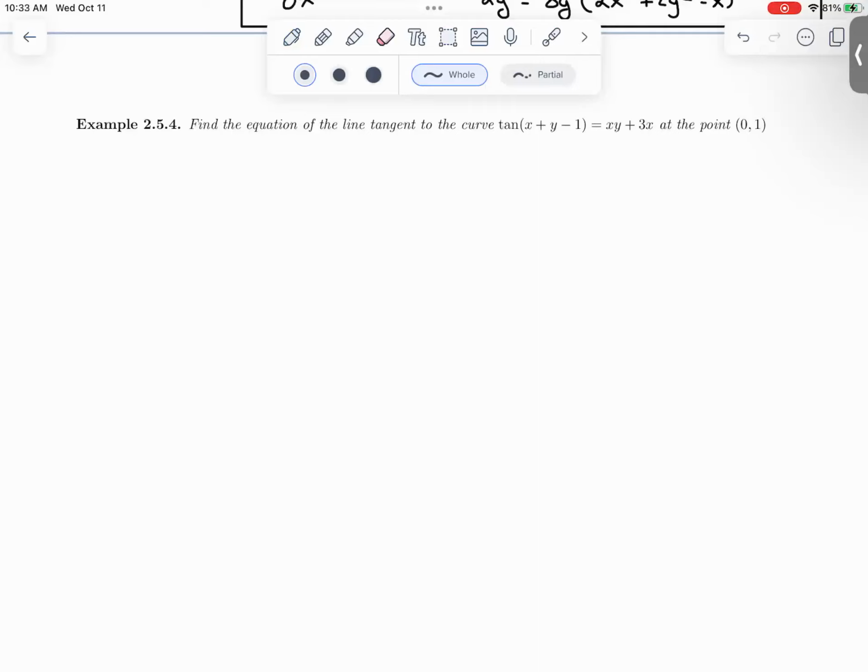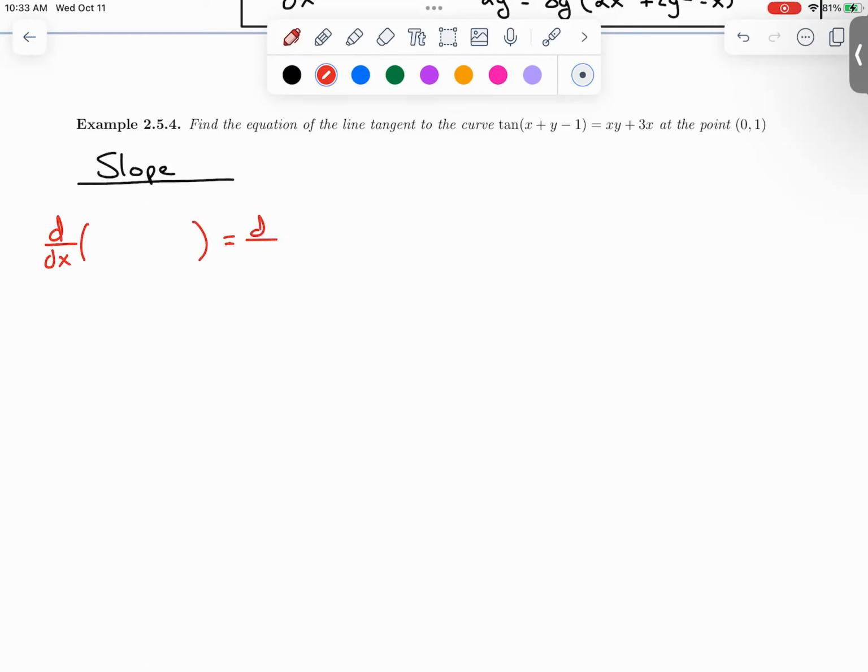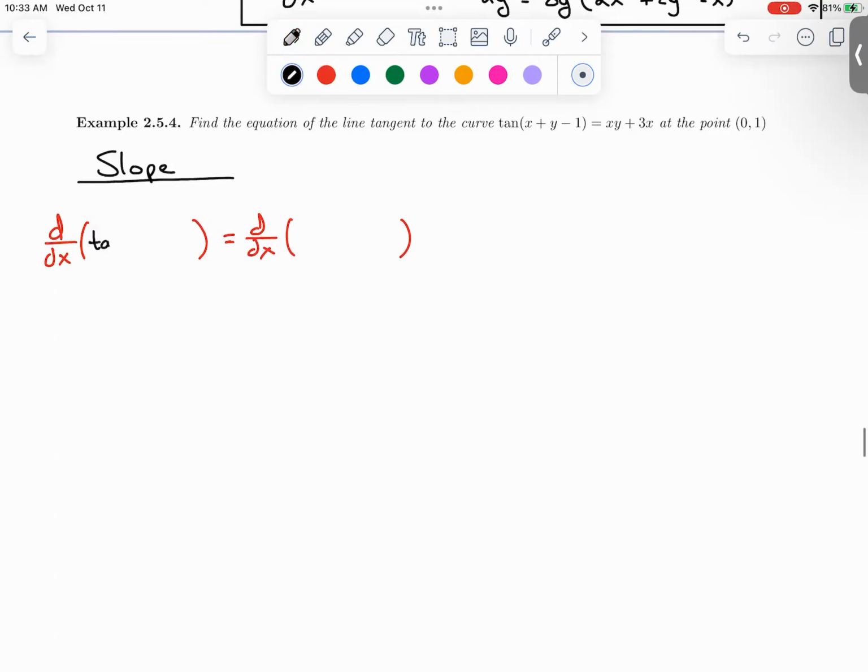Okay, so I need to find the slope. The slope is given by the derivative. I need to take the derivative of that. So let's differentiate that thing. So for slope, d/dx on both sides. So d/dx of tangent of x plus y minus 1 equals the derivative, so d/dx of xy plus 3x. I'm going to slowly fill in the details. I'd like you to do the same. Try and do it yourself.